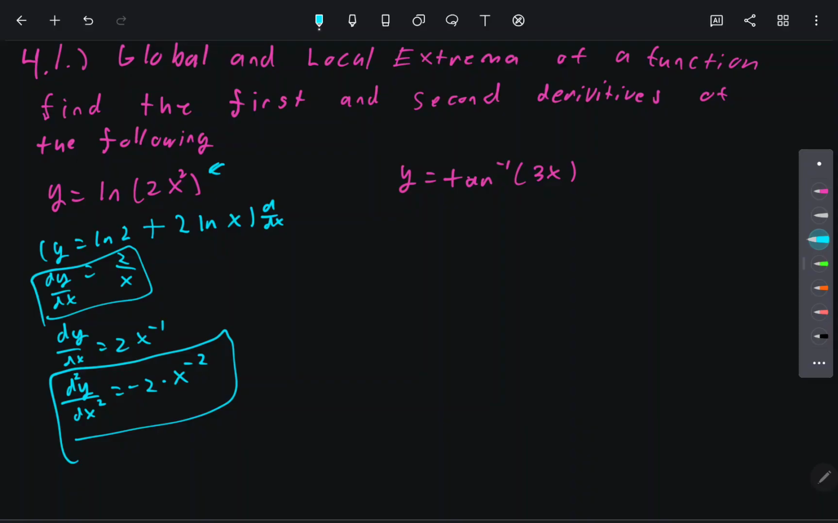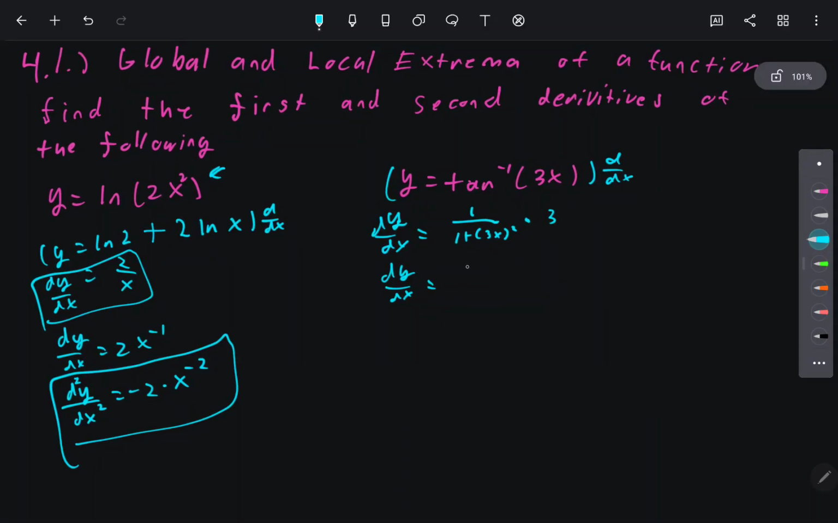Inverse tangent has a derivative, and I can't do any simplification of this. So dy/dx here is going to be 1 over 1 plus 3x squared times the derivative of the inside, which is 3. So we get dy/dx is equal to 3 over 1 plus 9x squared.